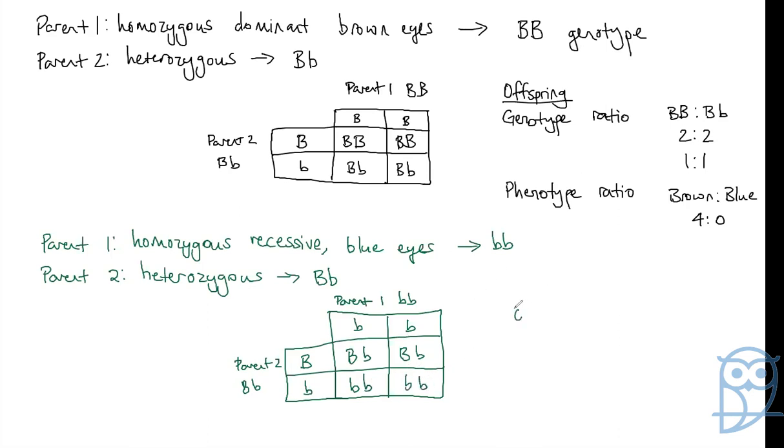So now, when we look at our offspring ratios, if you can spell offspring, it helps. Okay, so our genotype ratio is now heterozygous to recessive. But it's again 2 to 2, which is 1 to 1. Our phenotype ratio is a little bit more interesting.